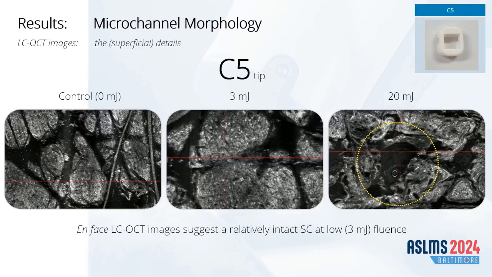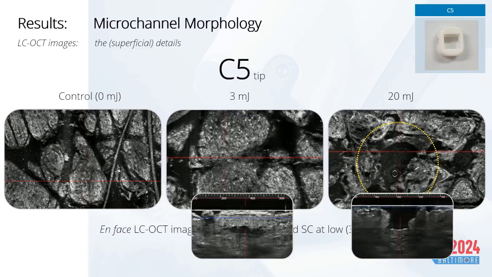Corresponding with the OCT findings that I mentioned earlier, you see here images suggesting a relative sparing of the stratum corneum at low fluence and a clear ablative effect at the higher fluence. And taking a look at the same channels depicted in vertical sections, that effect becomes even more clear: spared stratum corneum at the low fluence and an overt ablation at 20 millijoules.